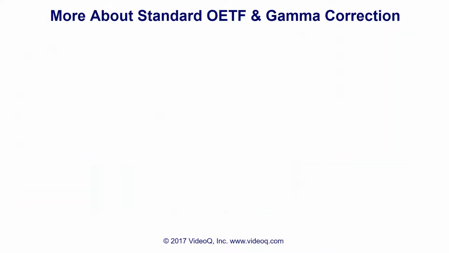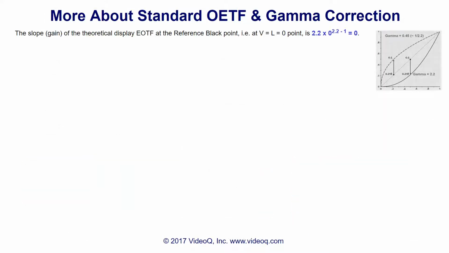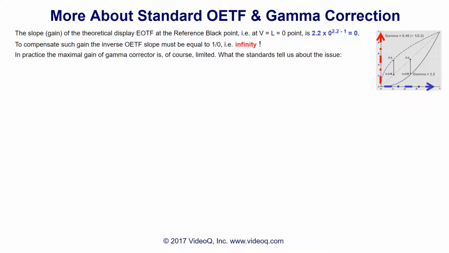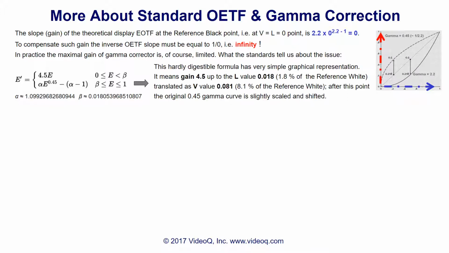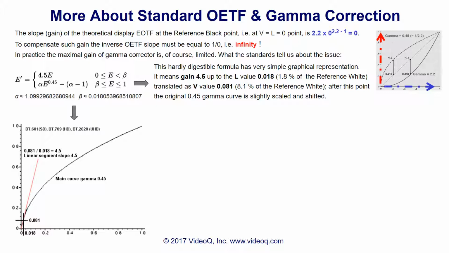The slope in gain of the theoretical display EOTF at the reference black point is 0. To compensate for this gain, the inverse OETF slope must be equal to 1 over 0, in other words, infinity. The solution is a standards-defined hybrid curve consisting of a linear segment with a fixed slope for the lowest input levels and slightly modified original gamma curve for all other levels.